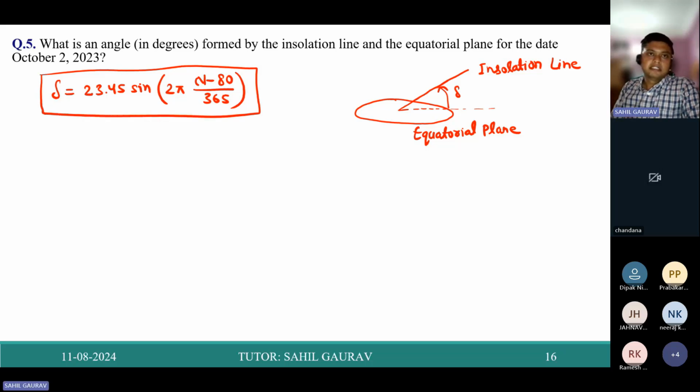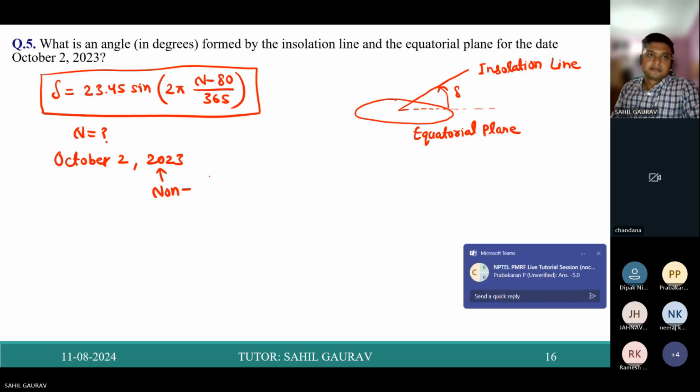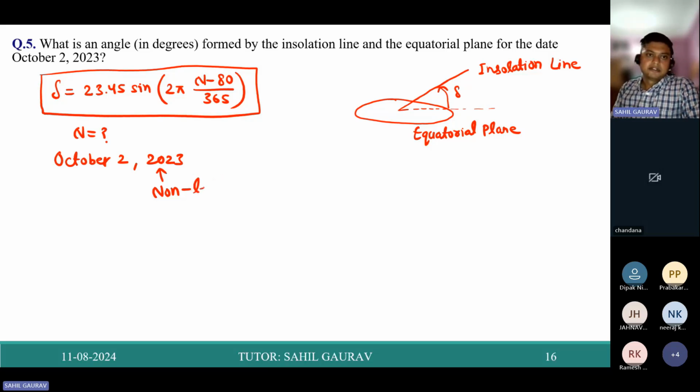Now here only one thing is unknown. We have to calculate the n. From the data, we can see that the date is given as October 2. So we can find the number of days from January to October 2 in 2023. And this is a non-leap year, so the number of days in February will be 28. Yes, minus 5 is the correct answer, Prabhakaran. Very good. So this is a non-leap year.